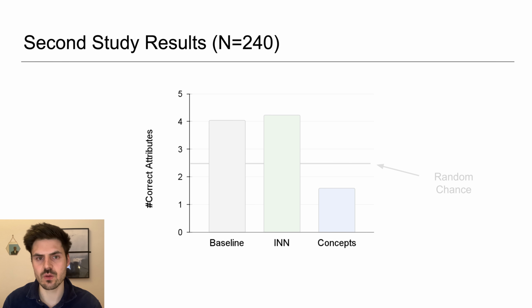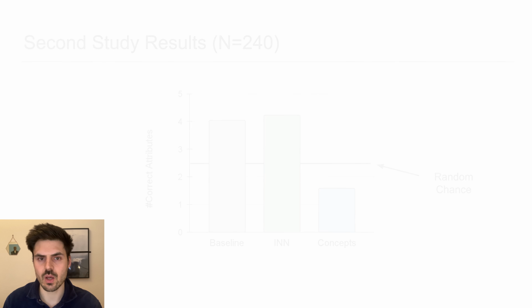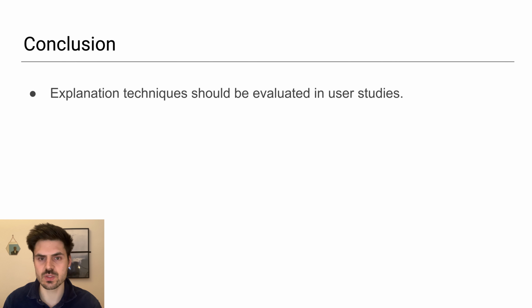As an accuracy measure, we used the number of attributes classified correctly. To our surprise, there was no significant difference between the baseline and the invertible neural network. Participants using concepts got less than 2 attributes correct, a result even worse than chance. Our paper also contains a qualitative analysis of the participants' justifications, and we investigate why counterfactuals did not outperform the baseline. Our results emphasize the importance of evaluating explanation techniques in user studies.